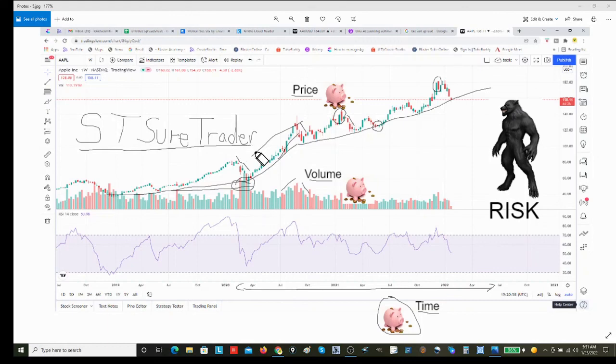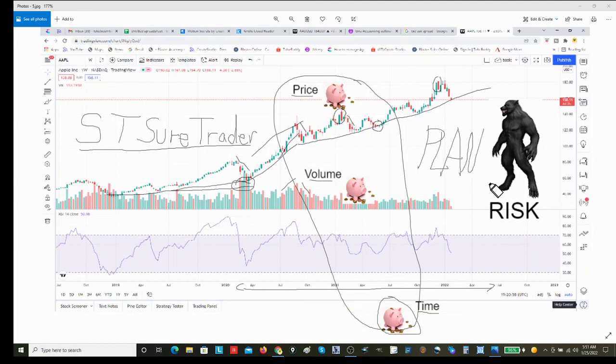But the most important thing really is you're not just looking at the three little piggies here, the price, the volume, and the time. You can always come up with one or another strategy. What's important is to have a plan. You always plan before you pounce. And the important thing about having a plan is to avoid the risk, avoid the werewolf. Enjoy the three little piggies, but stay away from the werewolf.